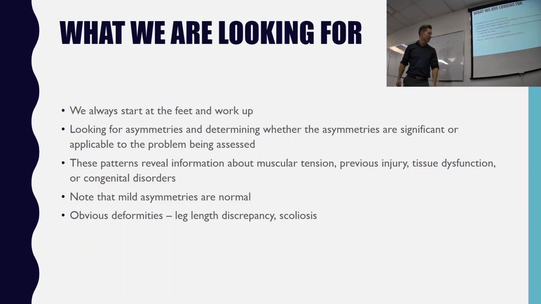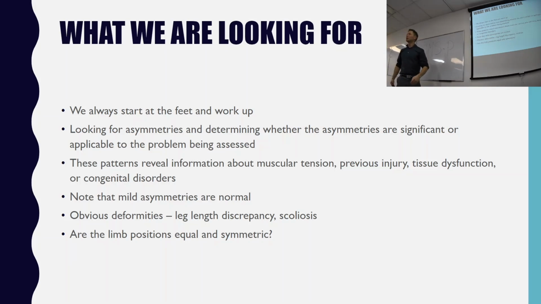Obvious deformities, leg length discrepancies, scoliosis, these ones will be incredibly obvious. Figuring out the roots behind them can be a little bit more difficult. These are going to be structural. Are the limb positions equal and symmetrical? The example I gave is my arms in relation to my body. But we could have an elevated shoulder. We might even have one leg that's way out to the side, right? They stand way out to the side on one hip. So look at the limb positions for symmetry as well. So far so good. Any questions?